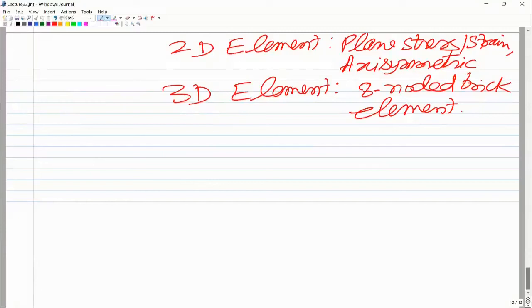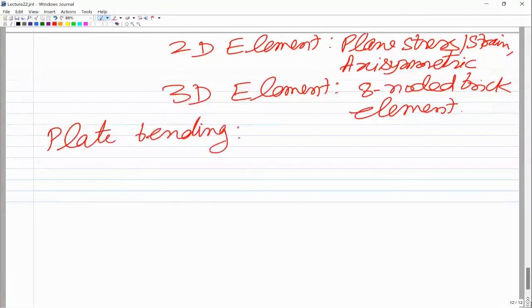So now next, under 2D elements, we are discussing another plate bending element where there is a loading in the transverse direction. So two in-plane dimensions are larger compared to thickness, but the loading is in the transverse direction. So now if you look at plate bending, let me sketch a simple plate of what we are talking about over here.